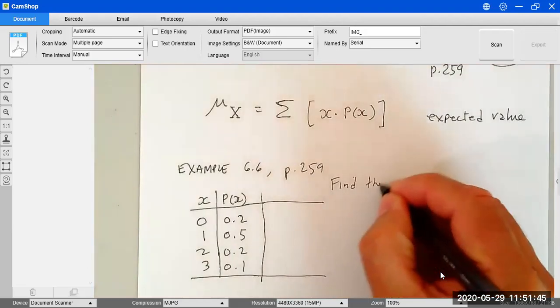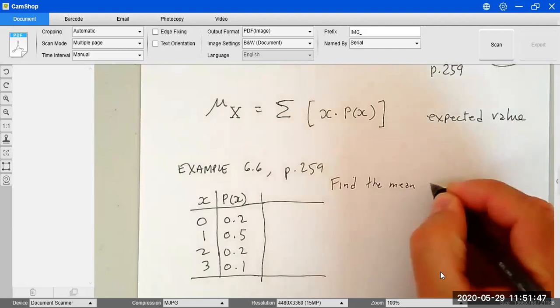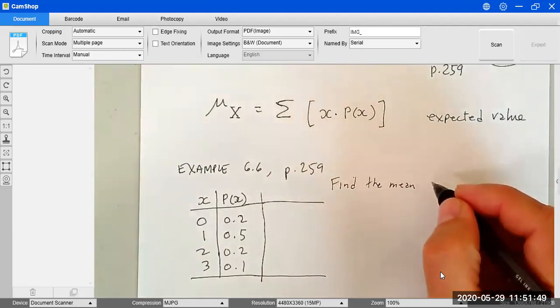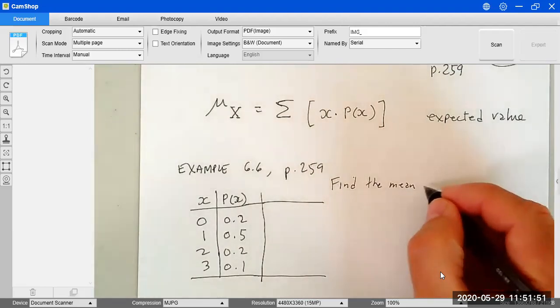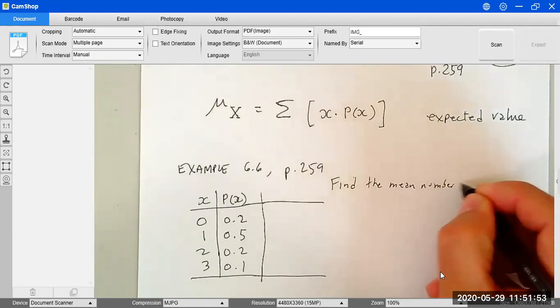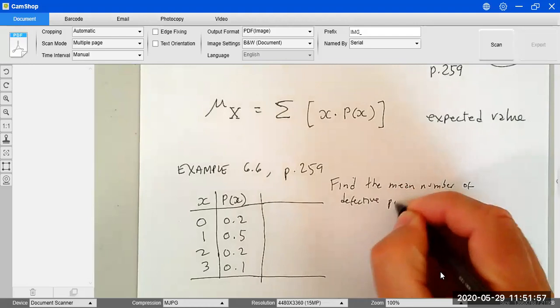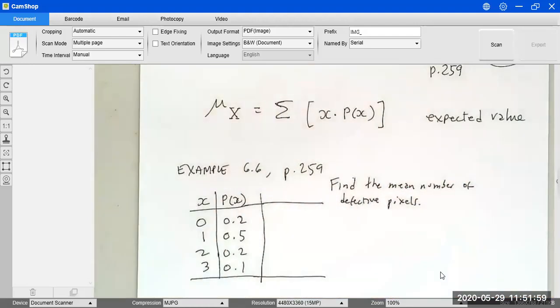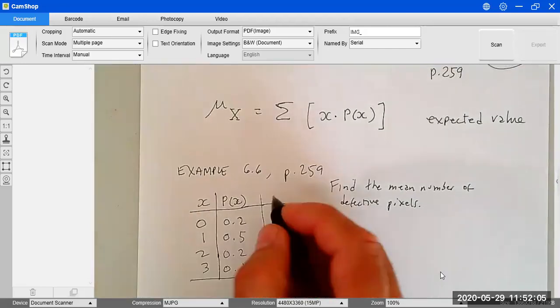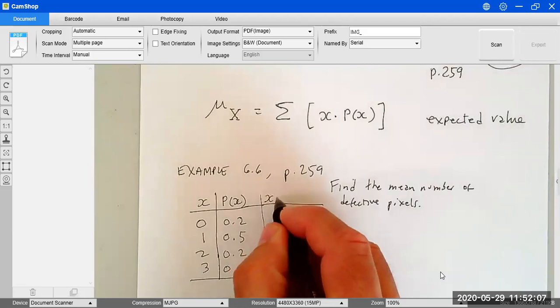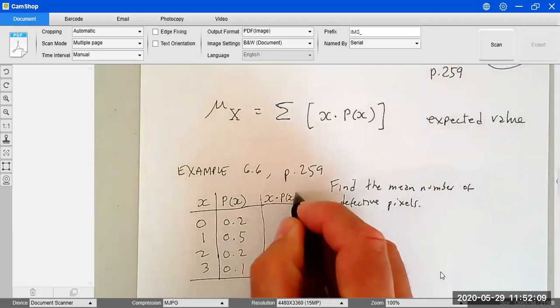So the problem is to find the mean number of defective pixels. We're going to do this problem by hand. It's a very simple problem. We need to add an extra column where we're going to multiply x and the corresponding probability.